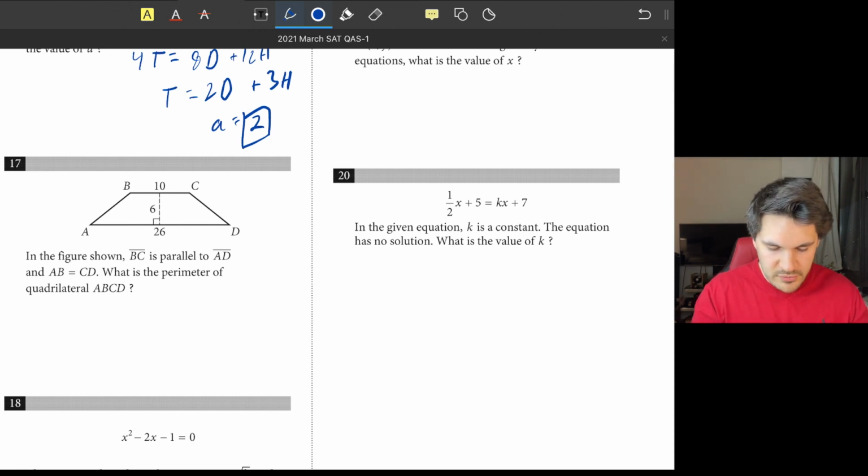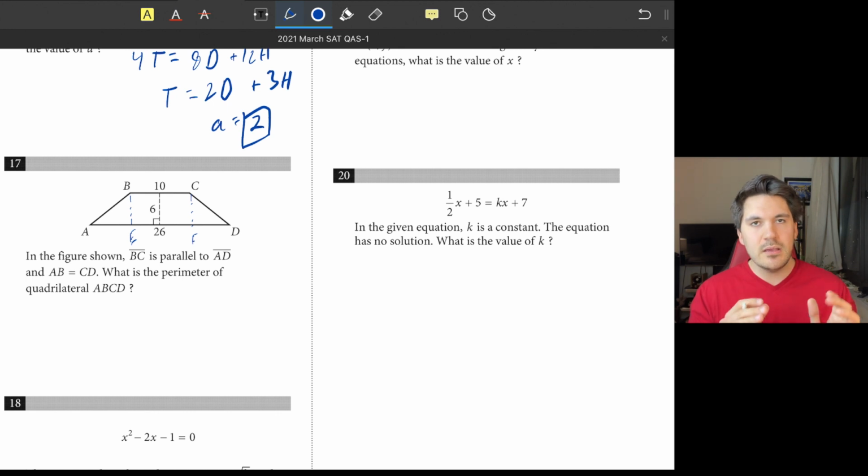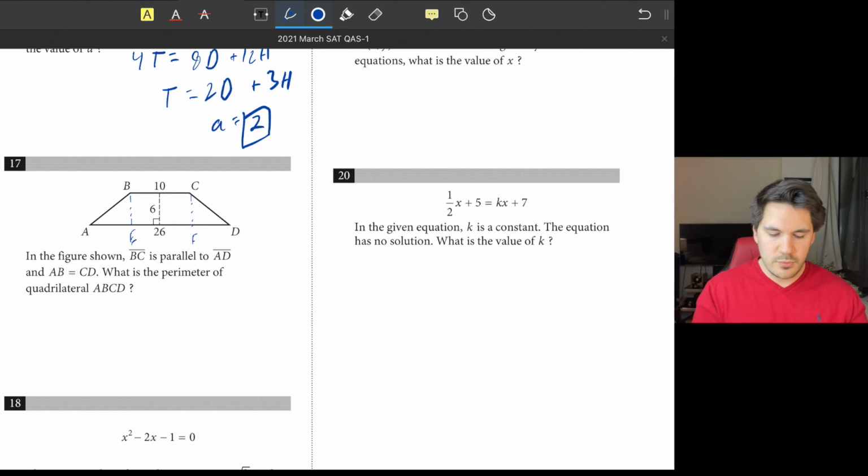So let me just divide this up into kind of triangles. Let's say I'll label this as points E and F, just for the explanation. We know that AE plus FD has to add up to 16. So this AE would be 8 and FD would be 8. We know the height is 6, right? So these right triangles become 3, 4, 5 right triangles. So if the sides are 6 and 8, the hypotenuse has to be 10.